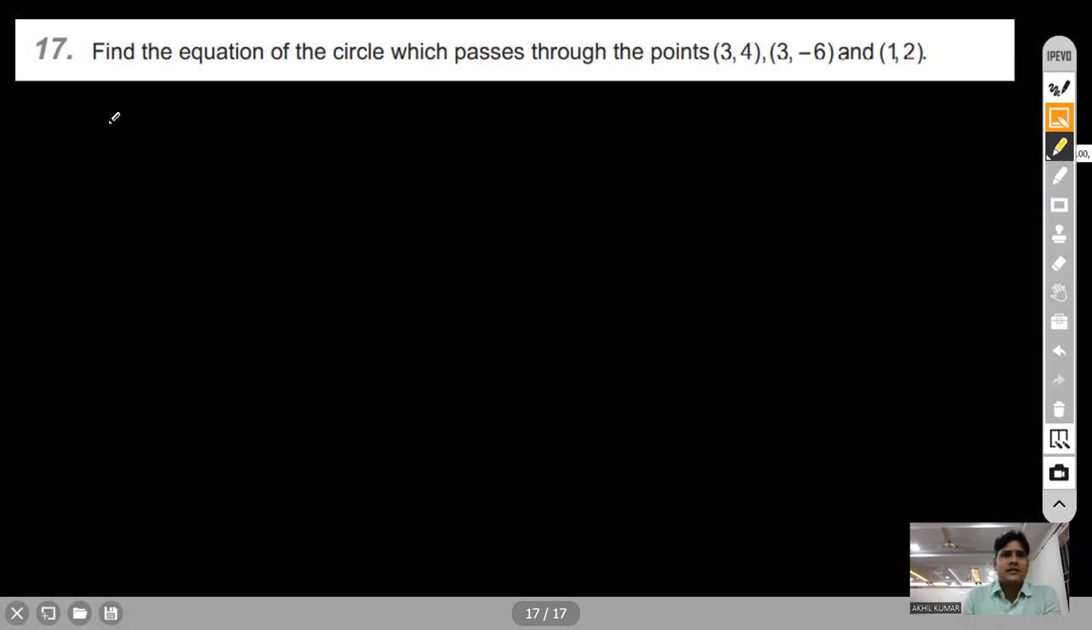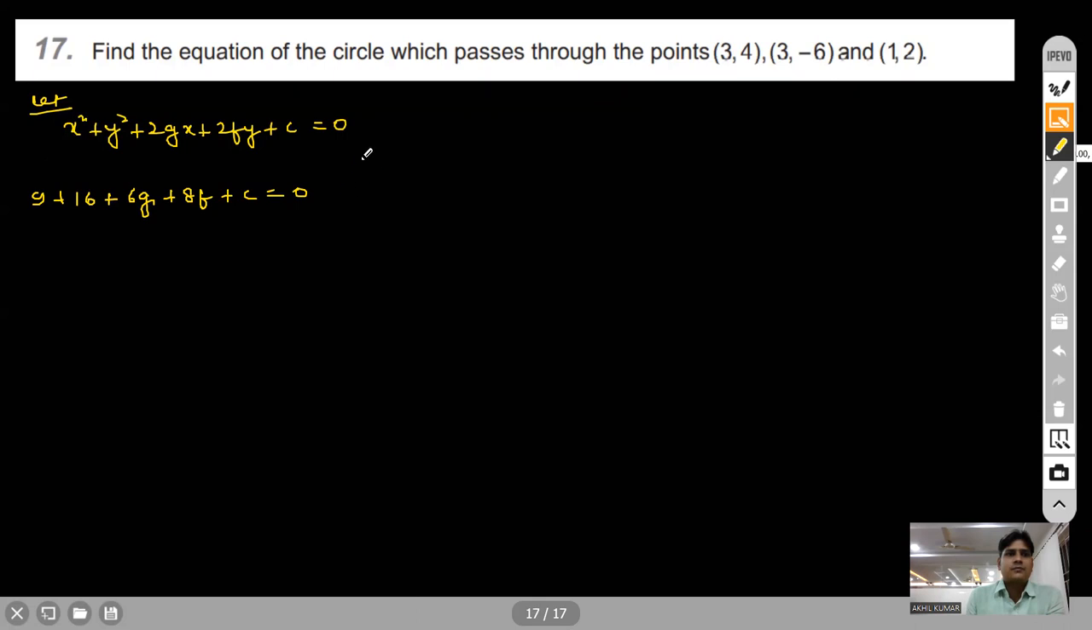So let me consider the equation of circle as our standard equation, that is x square plus y square plus 2gx plus 2fy plus c equals to 0. Now, since it passes through all these points, all these 3 points must satisfy this equation. So let's put it. I am putting 3, 4. So 9 plus 16 plus 2 into 3, 6g, plus 8f plus c is equal to 0, right?